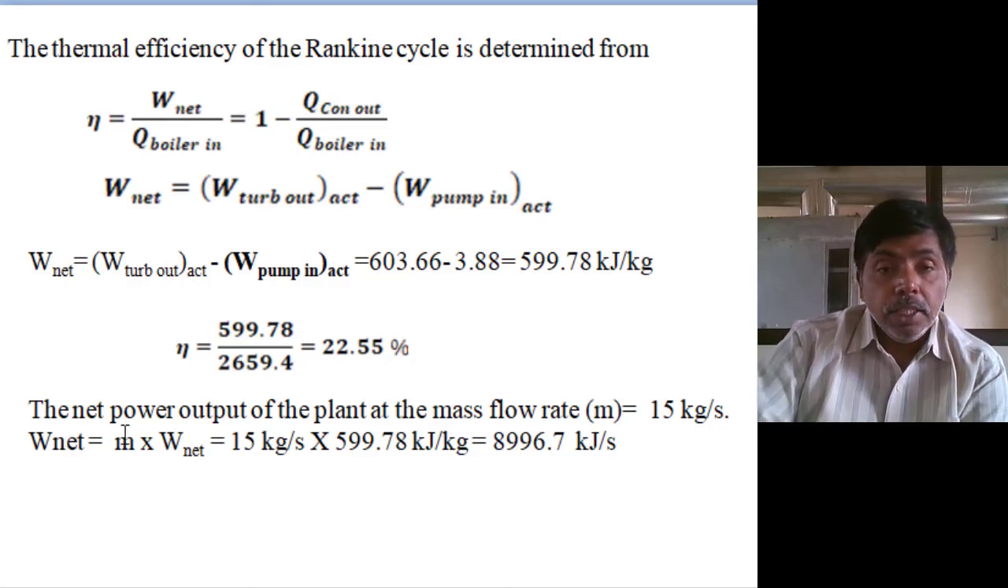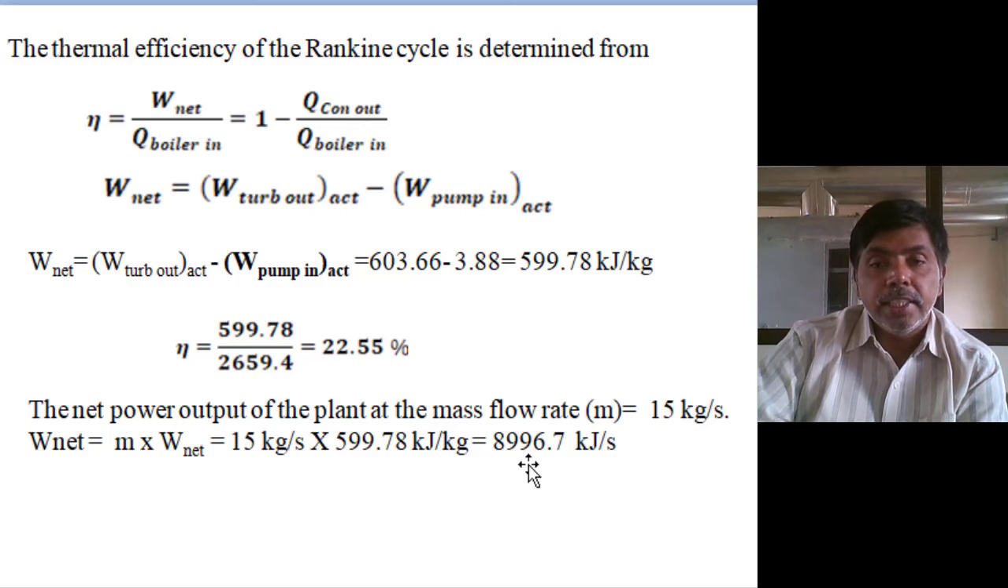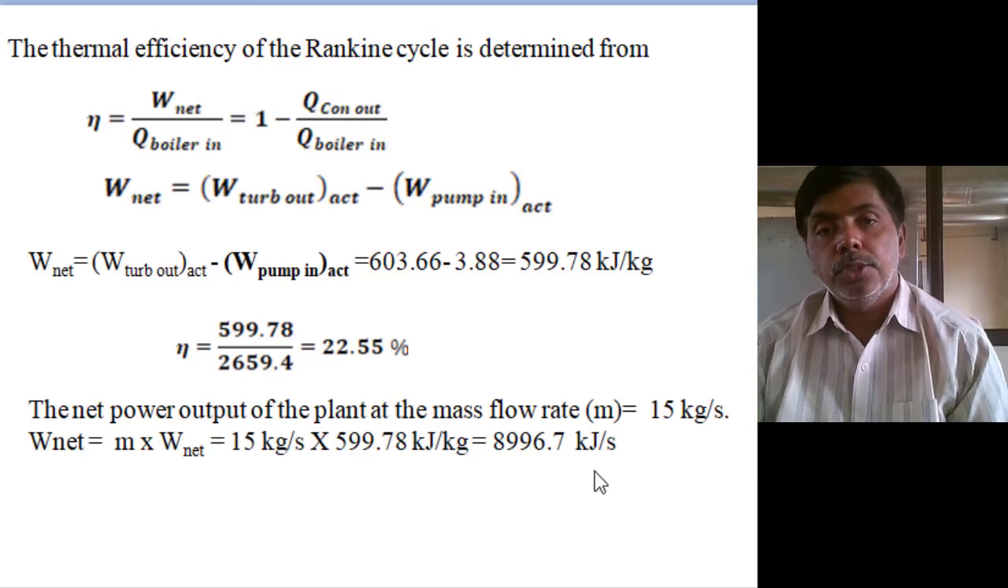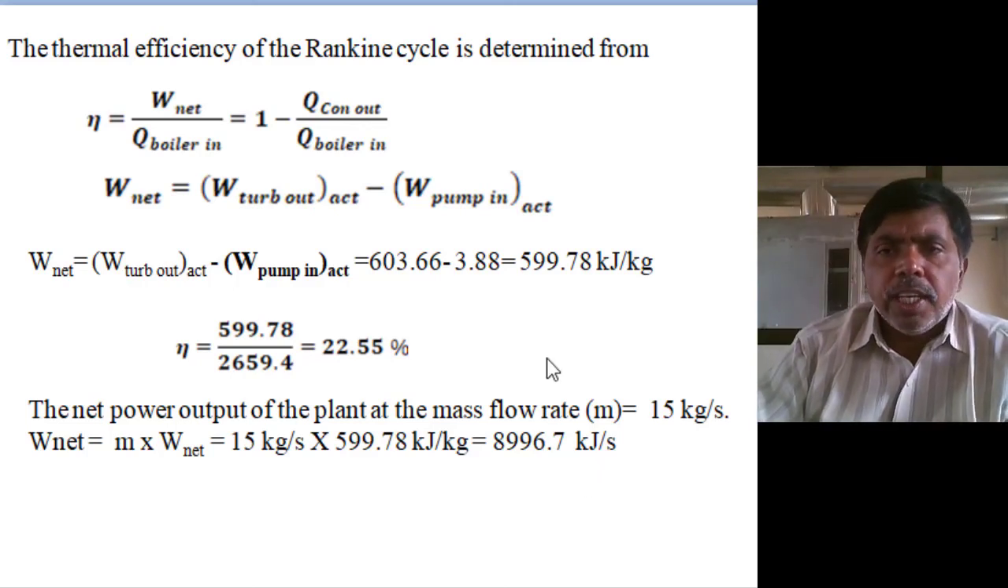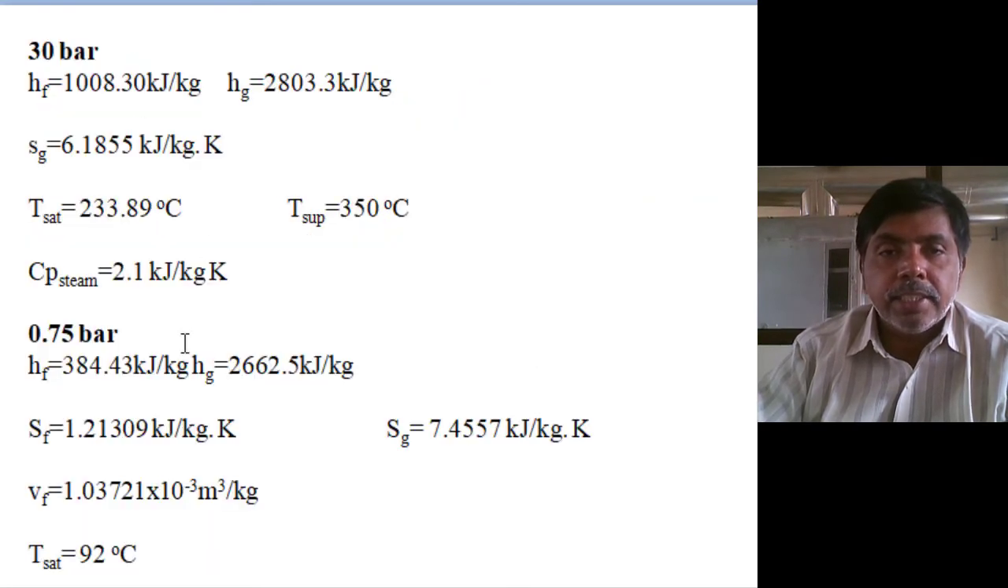Next. The net power output of the plant at mass flow rate of 15 kg per second. The net power output equals mass flow rate into net work output per kg of steam. The mass flow rate is 15 kg per second. Multiply, you got 8,996.7 kilojoules per second. So simple problem. Only one example I am giving, and also properties I already extracted myself. So for solving a problem it will take more time.